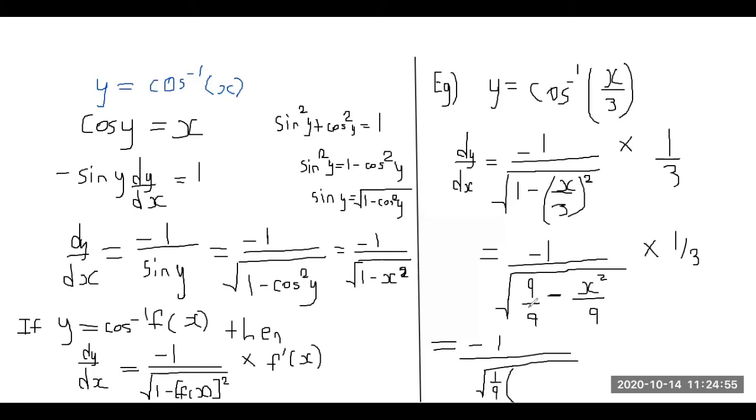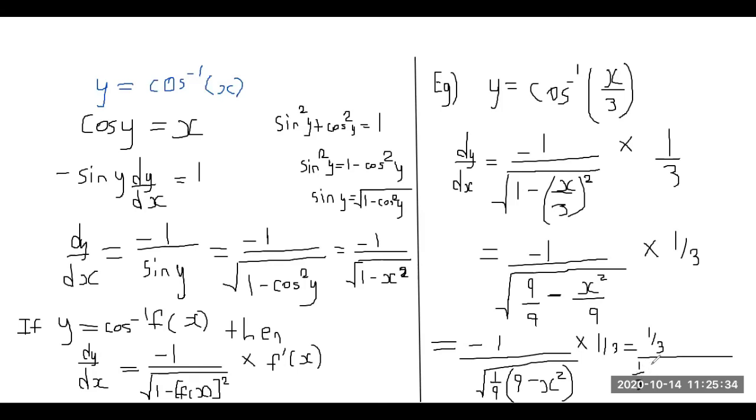And so factoring out 1 over 9 from this leaves me with 9, minus, factoring out 1 over 9 from this leaves me with x squared, right? And then we're still multiplying by 1 over 3. Now we can find the square root of 1 over 9, and the square root of 1 over 9 is just going to be 1 over 3. And so in the numerator, this minus 1 times 1 over 3, we can write 1 over 3 divided by this square root of 1 over 9, which is just 1 over 3.